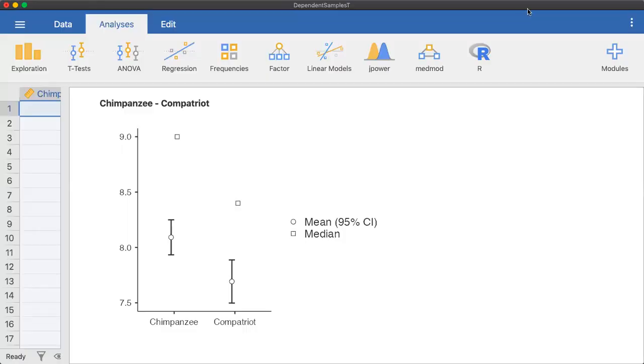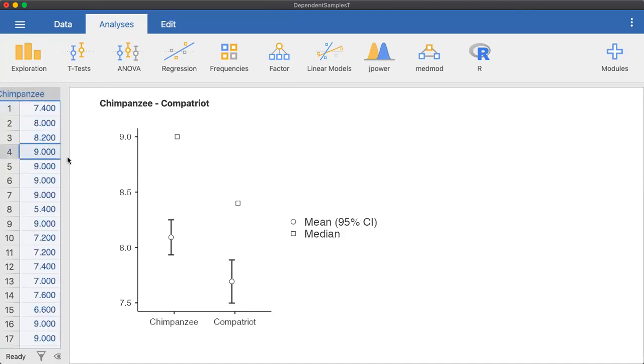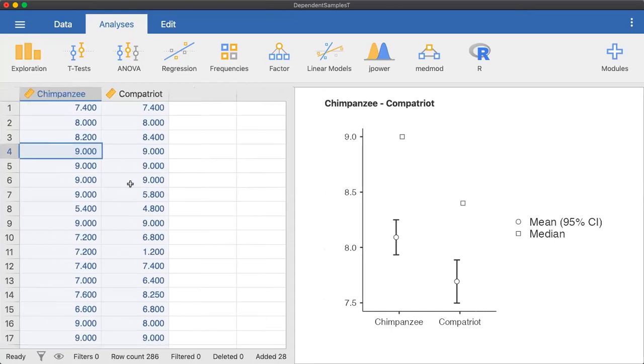Okay, so that is how you run a dependent samples t-test in Jamovi, and that is also an example of a dependent samples t-test that isn't looking exactly at a pre-post design. In fact, the order in which participants went through these two conditions was randomized, so that we should have roughly an equal number of participants who saw chimpanzee first to the number of participants who saw compatriot first. So we aren't looking at a pre-post design. We're just comparing two separate measurements from two separate experimental conditions that participants went through both of within subjects design.